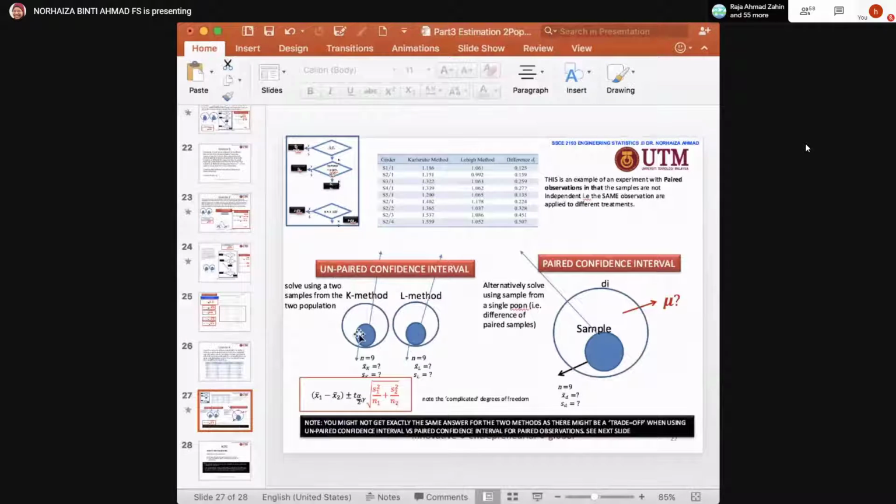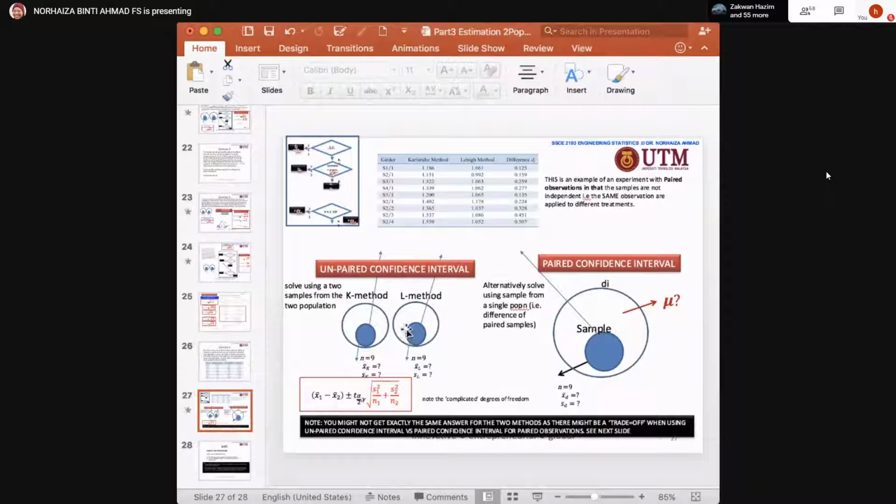One is to view it as two different populations. That means method 1 and method 2, so they have two different populations. It is not wrong to do this, but it's called unpaired, which we have been using before. All the examples that we have done previously are based on two different populations.